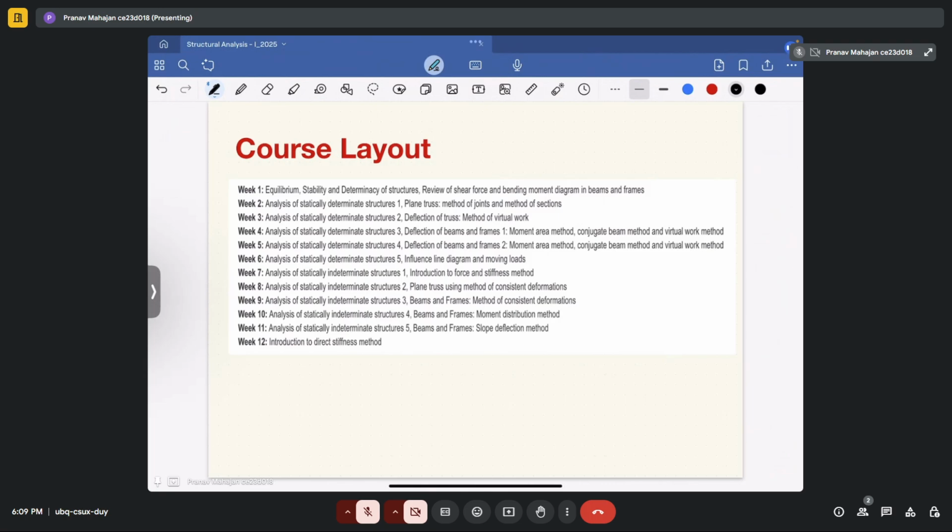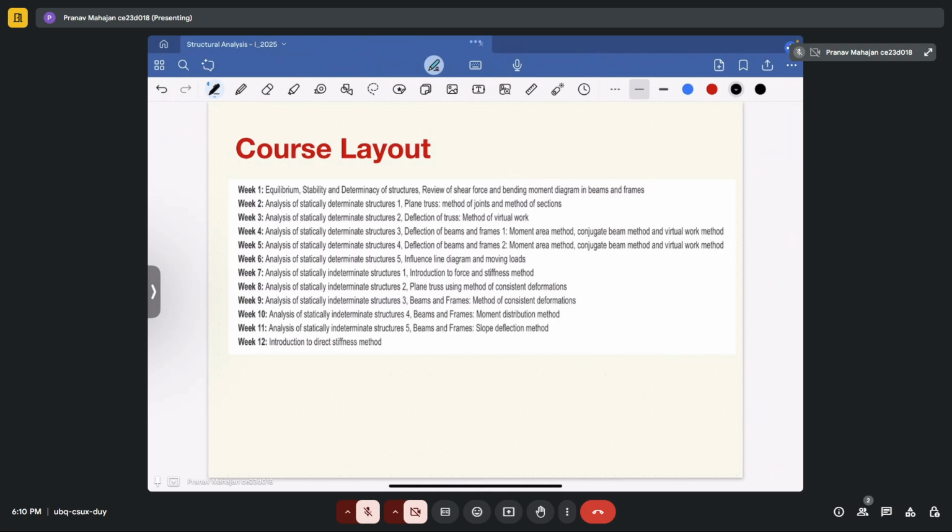Now, your second half moves into indeterminate structures. So indeterminate structures will work the same as you have covered the determinate structures. Like you will start with beams, frames, and a few problems related to trusses. But in this, different methods will come into the picture. You will be solving problems related to the method of consistent deformation, moment distribution method, and slope deflection method.